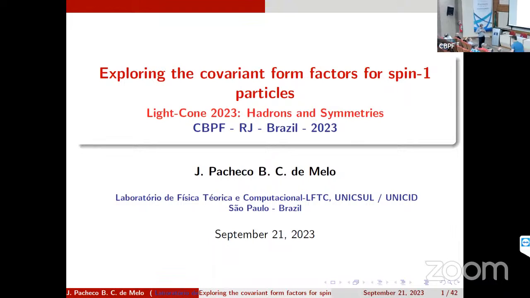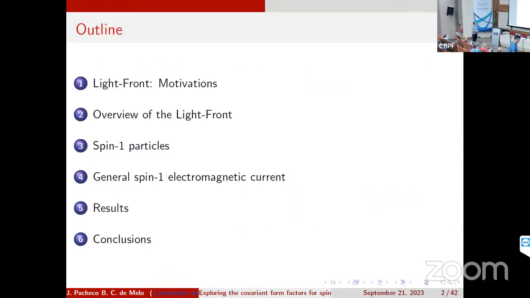I explore the covariant form factors for spin 1 particles, in equal time and also in light-front field theory. I give some overview about light-front motivations, an overview of light-front spin, and I say something about spin 1 particles. Then I define my electromagnetic current, show results and some conclusions.